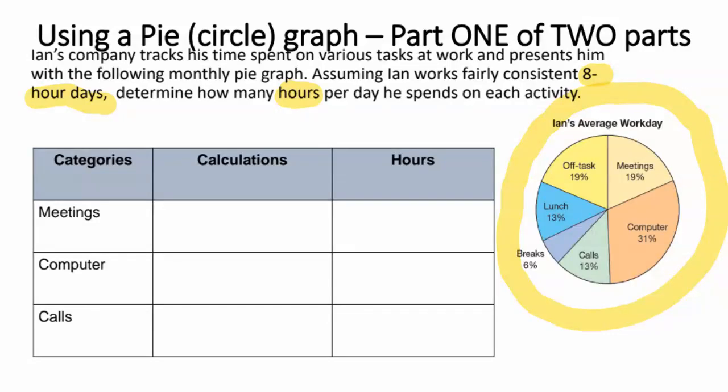Okay, here we go. Now, this table has 3 of the 6 pieces of the graph. The second part of this PowerPoint, the next slide, is going to show you the last 3 parts of this circle, because I wanted to make sure you see my calculations. Now, the calculations are talking about meetings. Well, the first thing we're going to do is go to meetings. Right here, it's 19%.